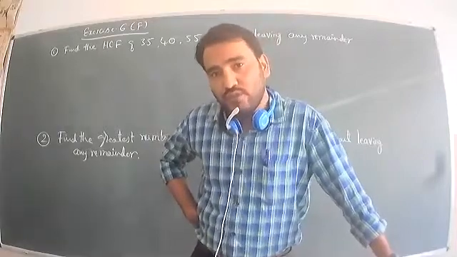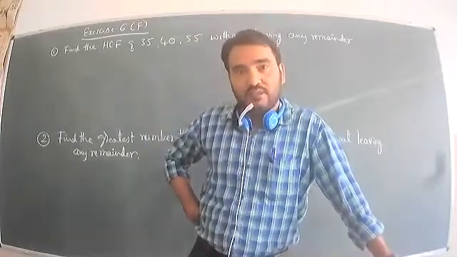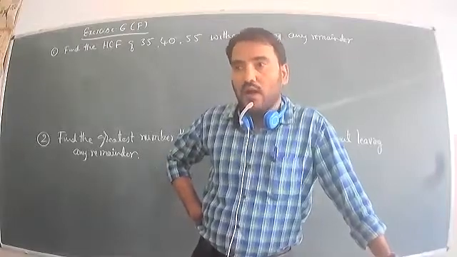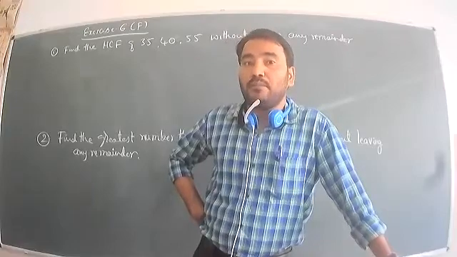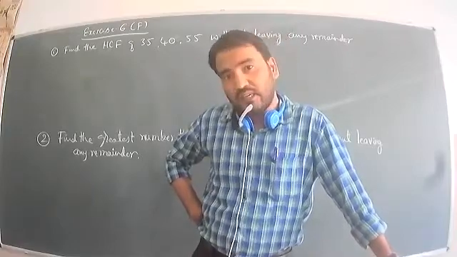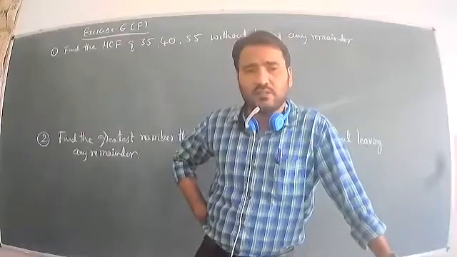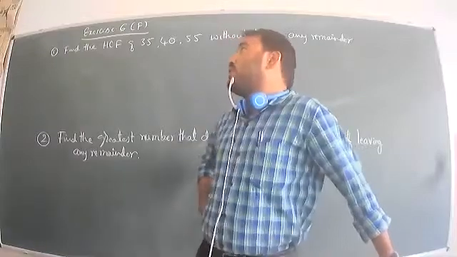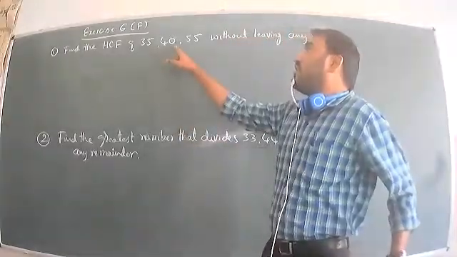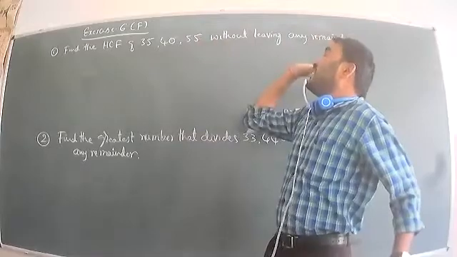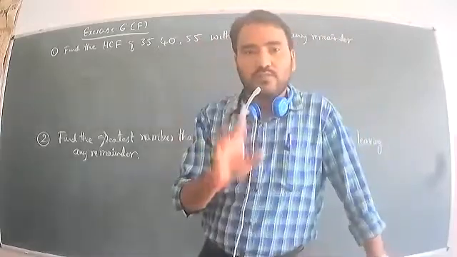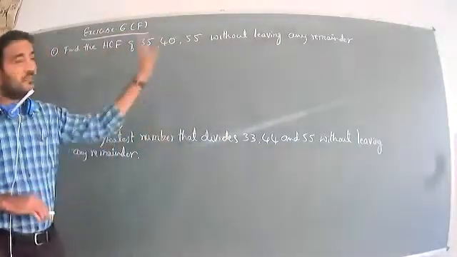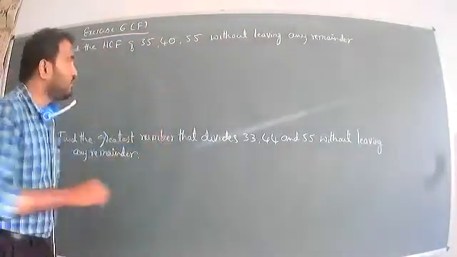Okay, so now using the division method, find out the greatest number without leaving any remainder. Whatever HCF we find, no remainder will come for any reason. That is HCF. Look at that: find the HCF of 35, 40 and 55 without leaving any remainder. So they're asking us to find the HCF using the division method.